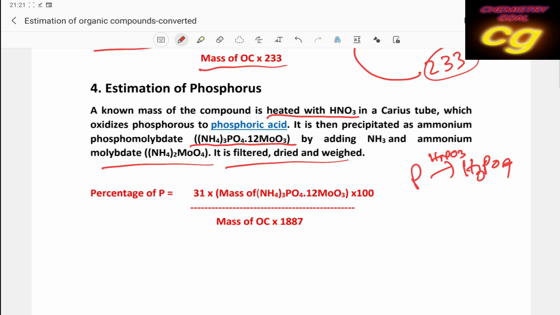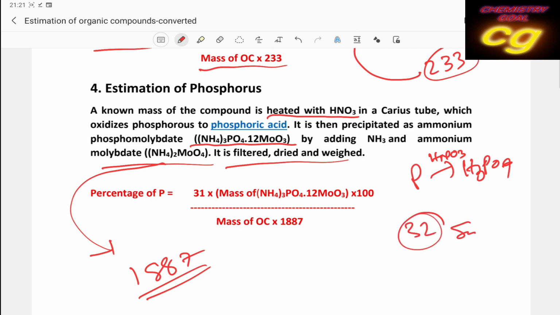Then the same formula. The molar mass of ammonium phosphomolybdate is 1887. It is very important, try to remember, because in the question the mass may not be given. As per the formula, 1887 grams of ammonium phosphomolybdate contain only one atomic mass of phosphorus.